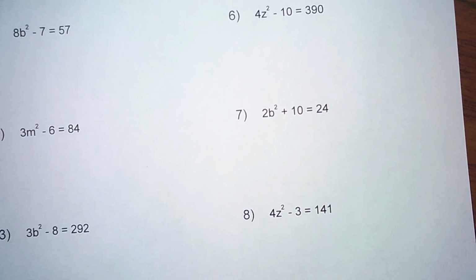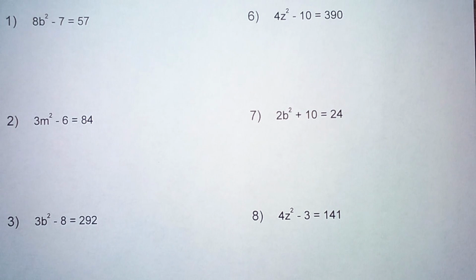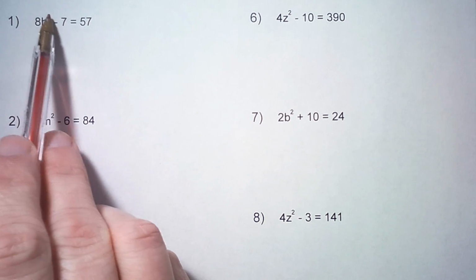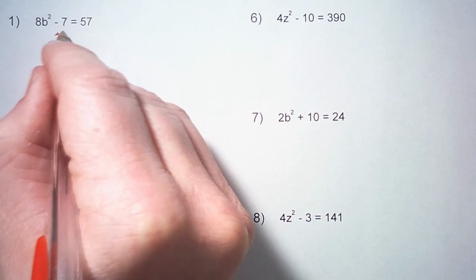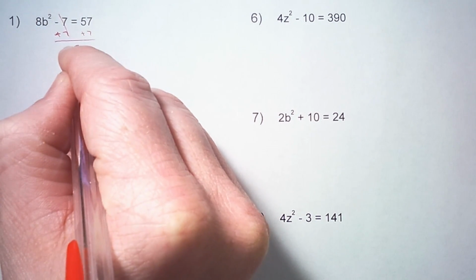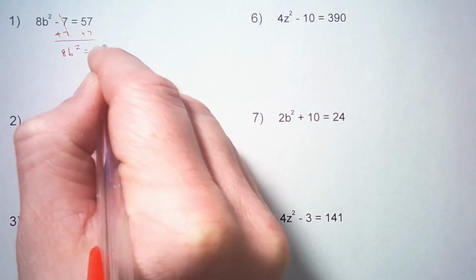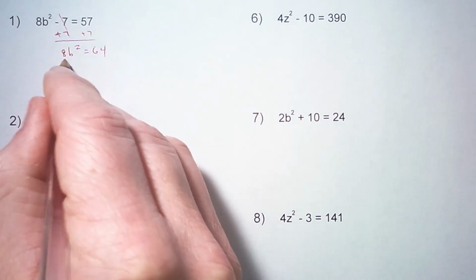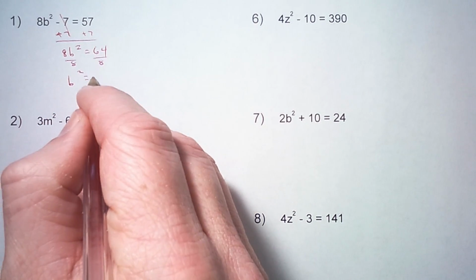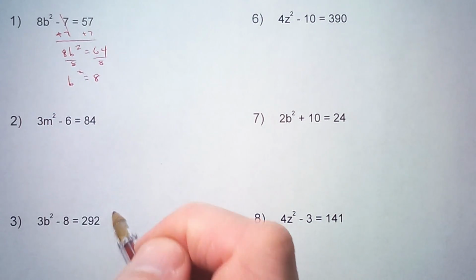Okay, now let's try some with yet another step. So we have 8b squared minus 7 equals 57. And once again, we have b squared, but not b to the first power. So we want to get that b squared by itself. So plus 7. So we get 8b squared equals 64. Then we can divide both sides by 8 and get b squared equals 64 divided by 8 is 8.